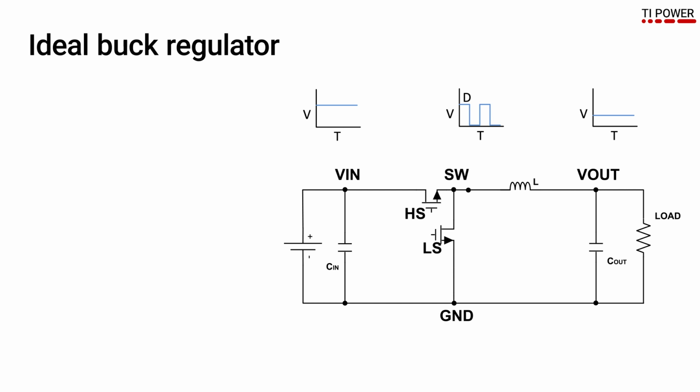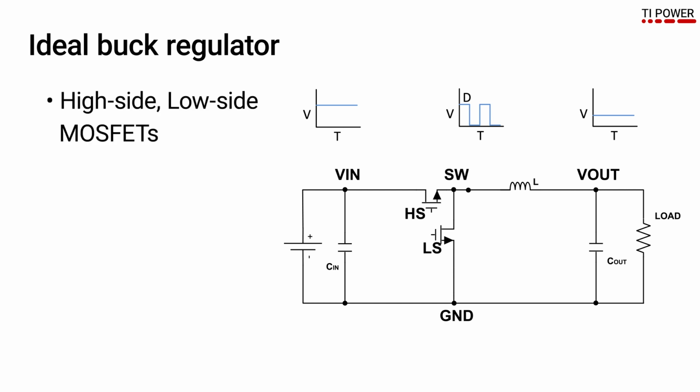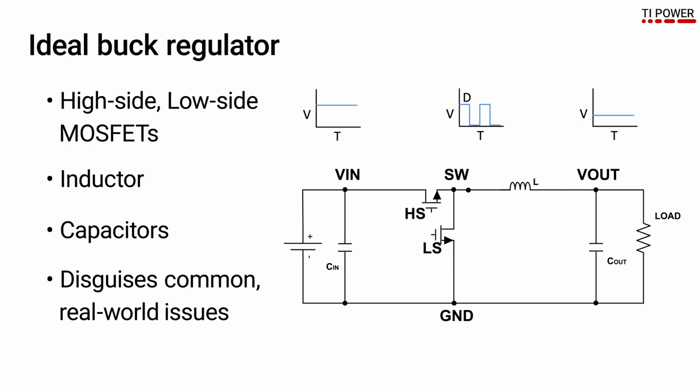The ideal regulator, with its high side and low side MOSFETs, inductor, and capacitors, is a great way to teach the basic functions of a buck regulator, but it certainly disguises some of the common real-world issues of this circuit topology. In reality, there are a few more components that show up in a buck regulator in the form of parasitic elements, which tend to cause trouble with the performance of your design.